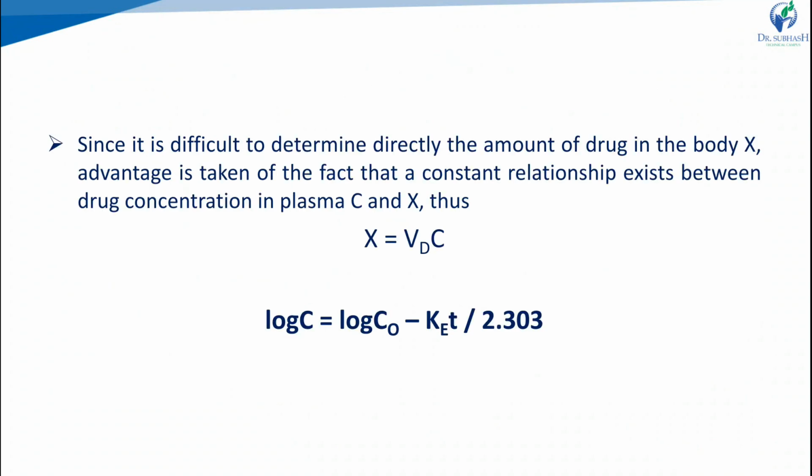But it is difficult to determine directly the amount of drug that is present in the body. So at that time we have to use the relationship between plasma drug concentration and the amount of drug in the body. So we have to use x is equal to Vd into C. Vd is the volume of distribution. So it is mainly the constant or apparent volume of distribution that we have to know. So volume of distribution is equal to x upon C. So we have to use that here. So the previous equation becomes log C is equal to log C0 minus Ke t upon 2.303.